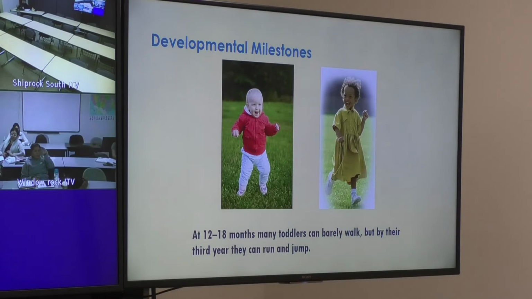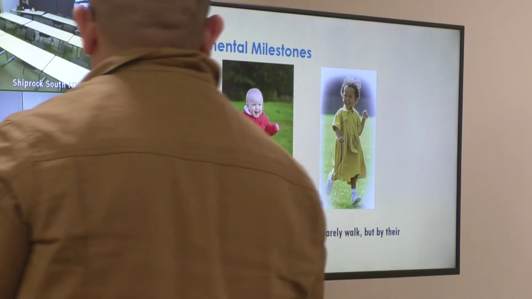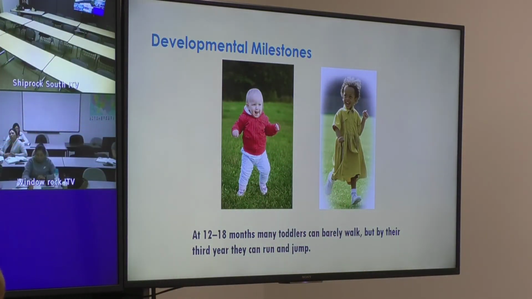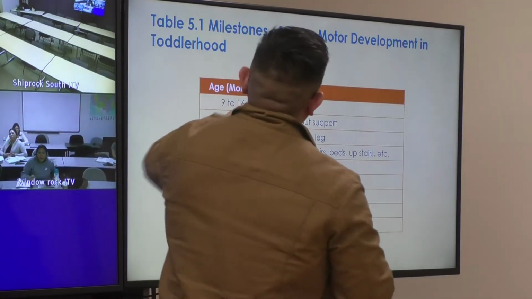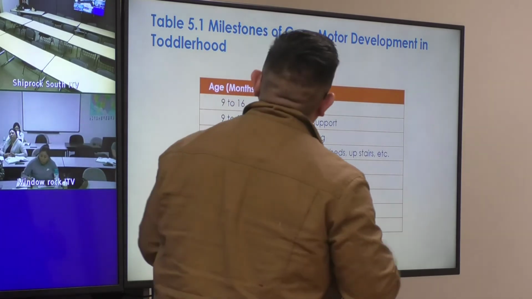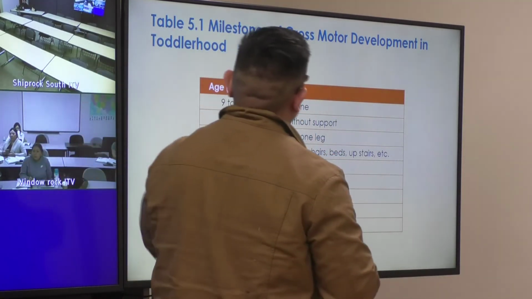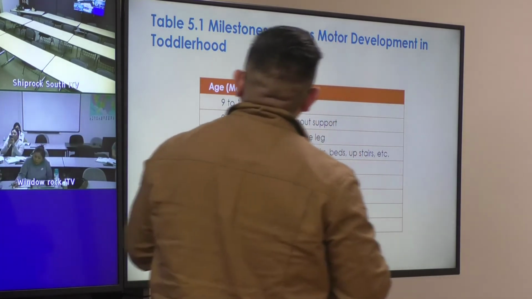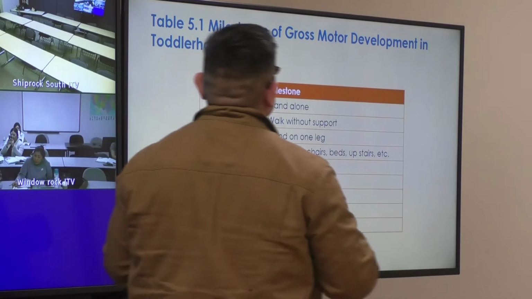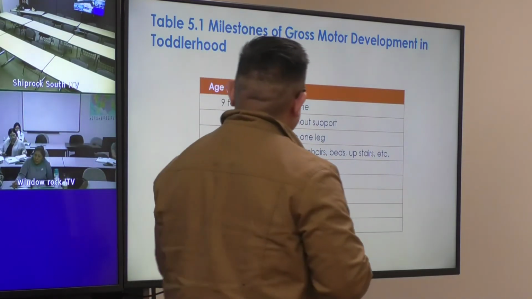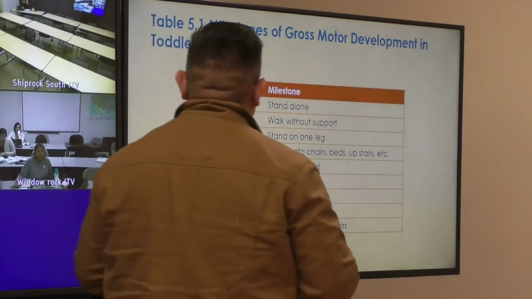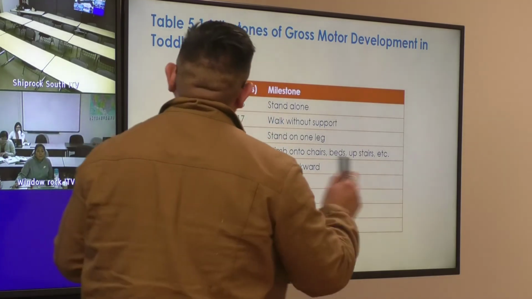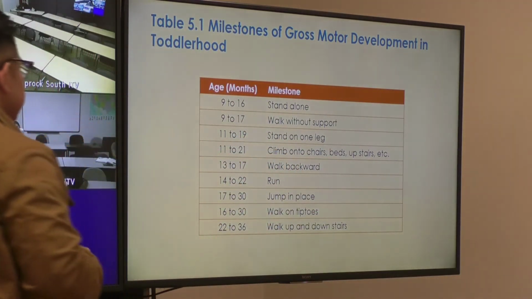Doesn't matter. So now, we're going to look at developmental milestones. At 12 to 18 months, many toddlers can barely walk, but by their 3rd year, they can run and jump. So here you have the milestones. 9 to 16 months, stand alone. 9 to 17 months, walk without support. 11 to 19 months, stand on one leg. 11 to 21, climb onto chairs, beds, upstairs, etc. 13 to 17, walk backwards. 14, begin to run. 17 to 30, jump in place. 16 to 30, walk on tippy toes.